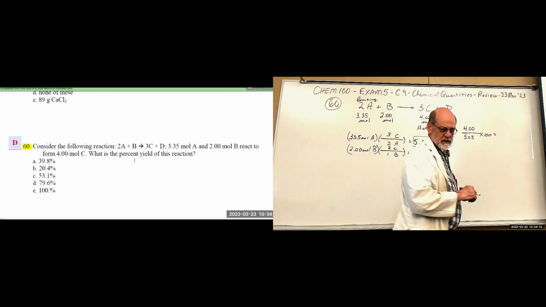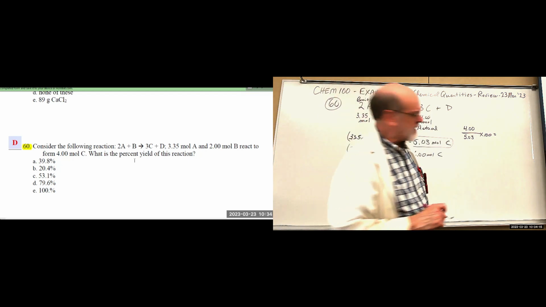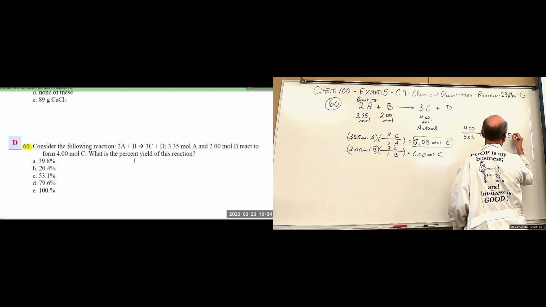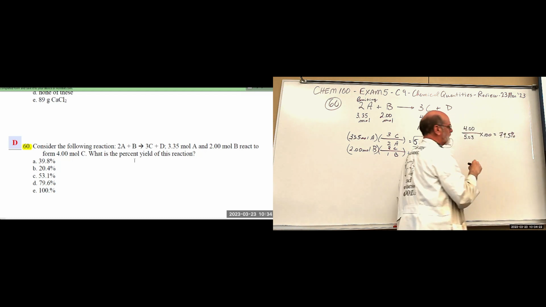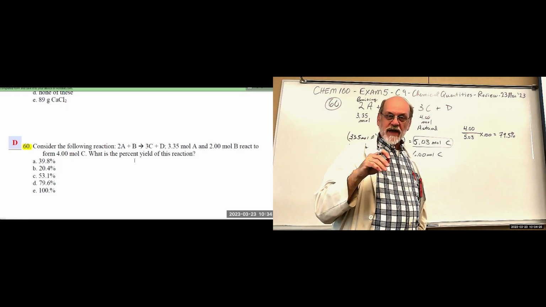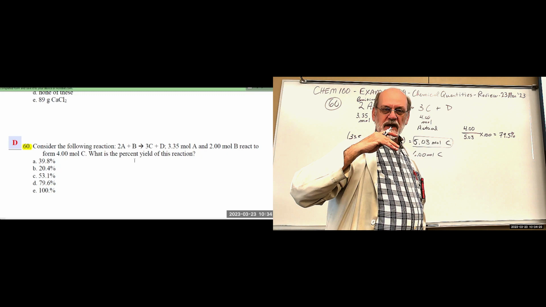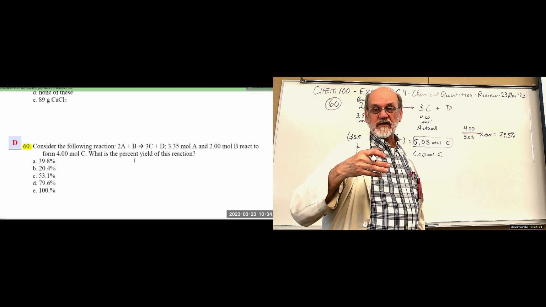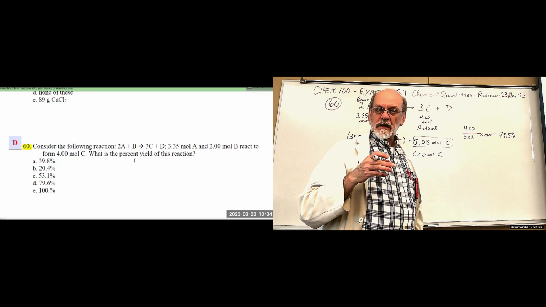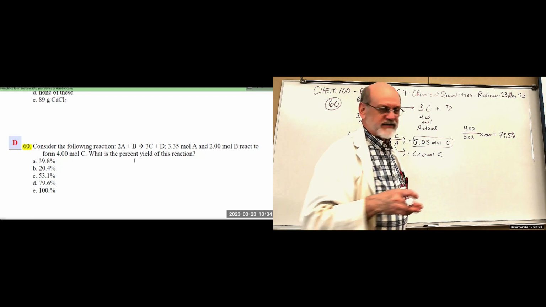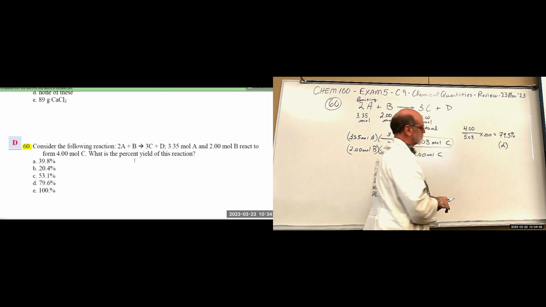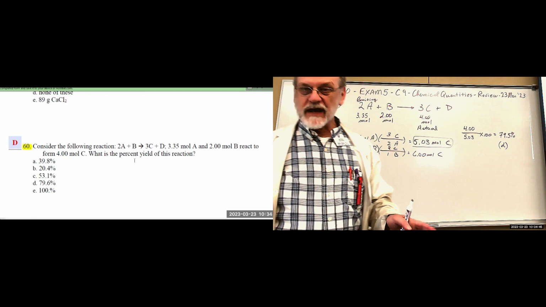$79.5. Yeah, that's what I got. 79.5% yield. The closest answer to that one is D, 79.6. When you have multiple choice and there are no special ones in there, like none of the above or two of the above or whatever, then pick the best answer. And the best answer here is D. There's some rounding error in there, I'm sure.